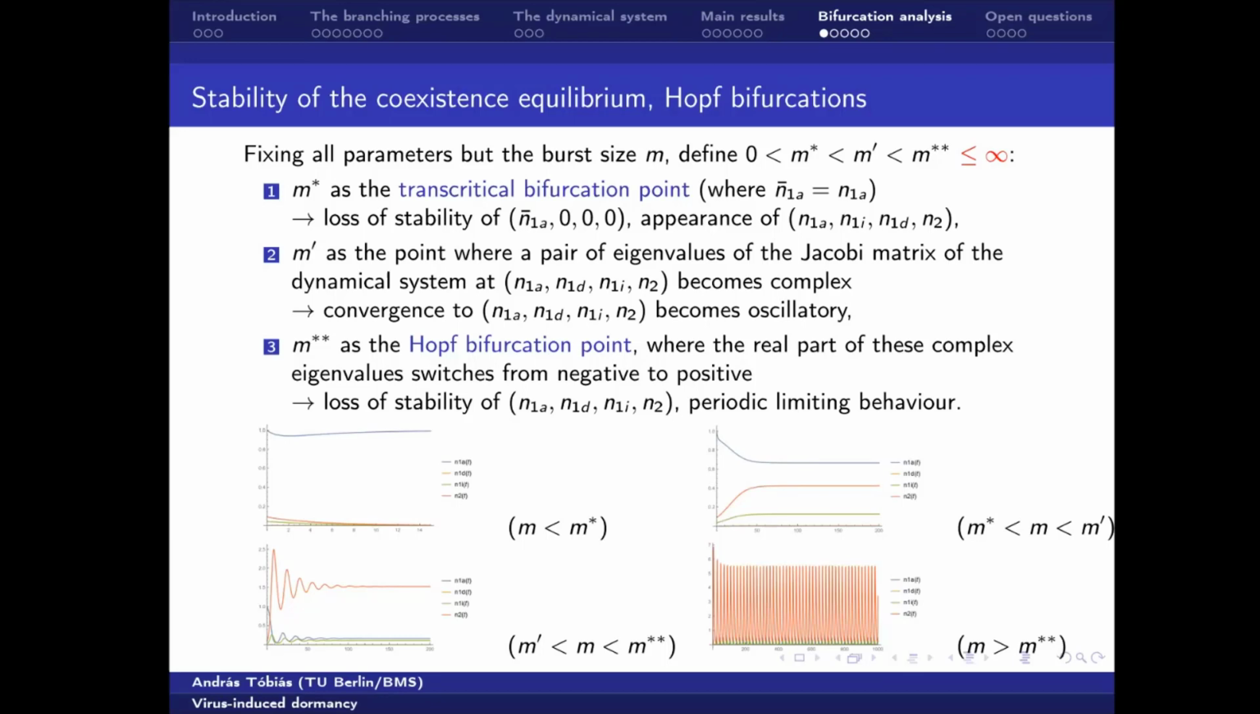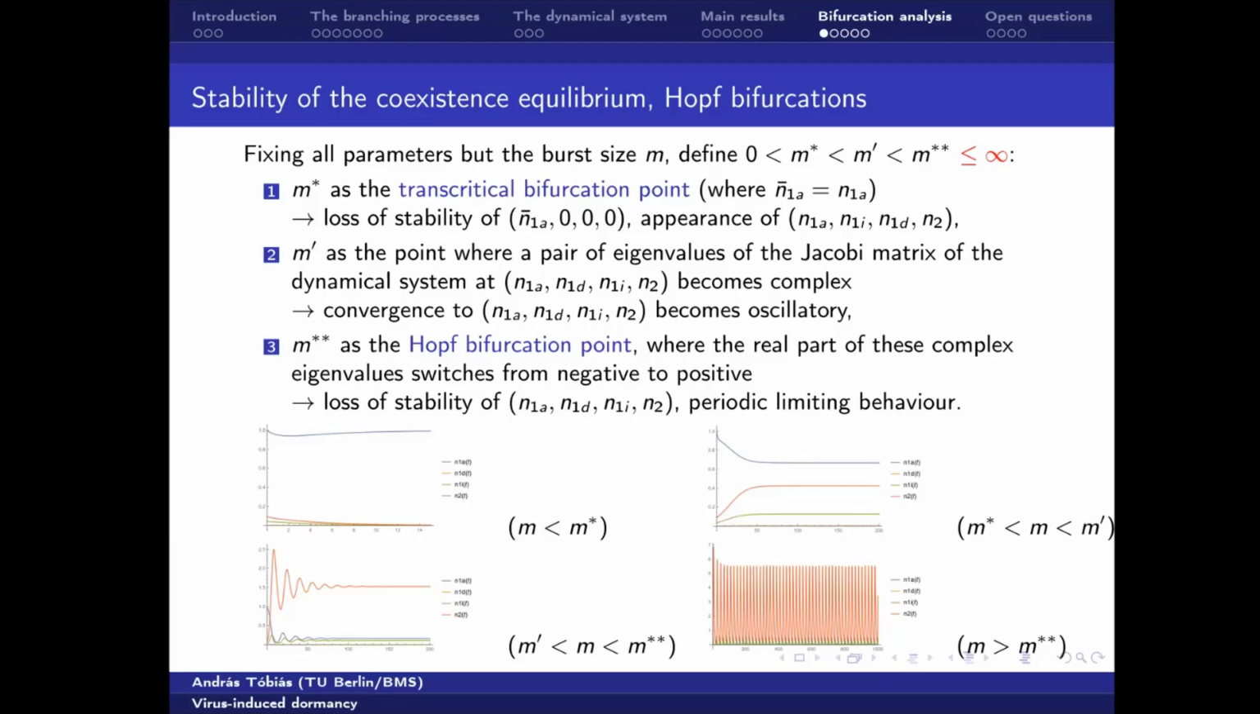At M star, this is what we call the transcritical bifurcation point. Here, the coexistence equilibrium appears. And this is actually characterized by M1A bar being equal to M1A. So we have some equation for M1A, and that's what I showed you before. And that somehow coincides here with the active population size without viruses. And then afterwards, what happens first is that we have stability of this equilibrium, M1A, M12, M1I, M2, this is stable. And we have coordinate-wise eventually monotone convergence to this side. So now the viruses are actually persisting in the dynamical system, but we have this nice coordinate-wise monotone convergence to this equilibrium.